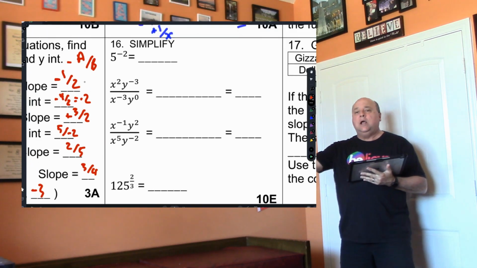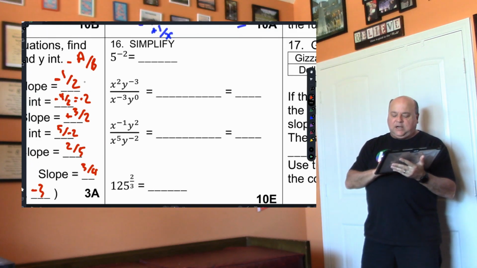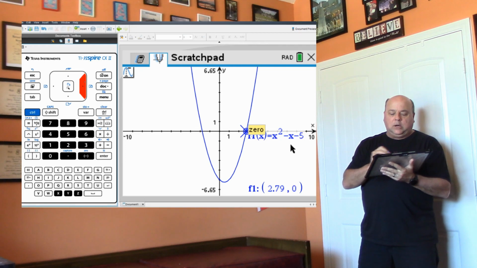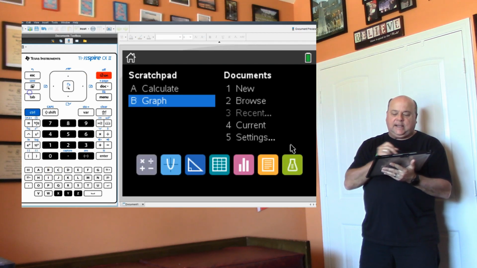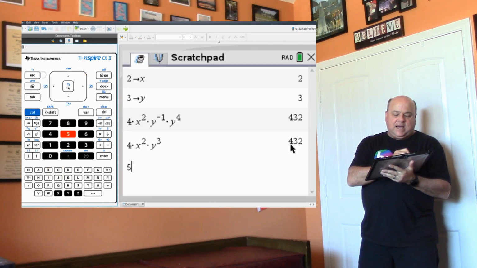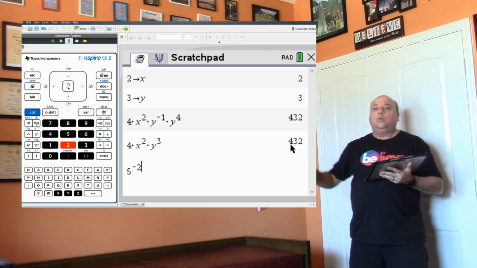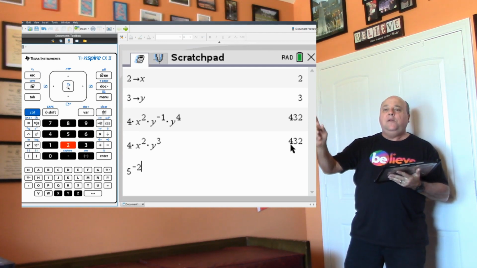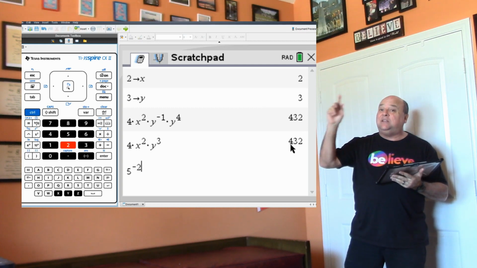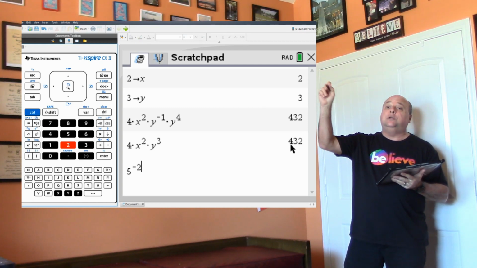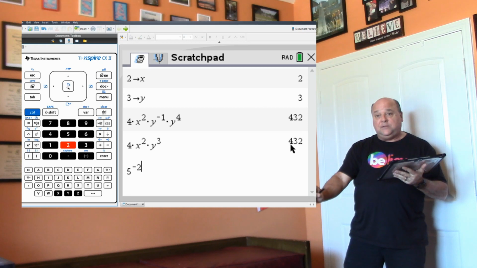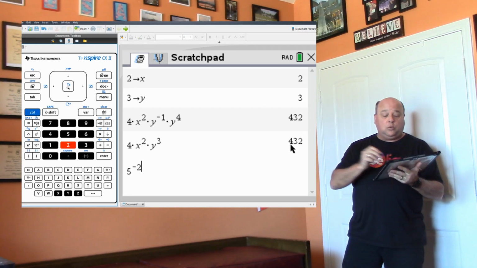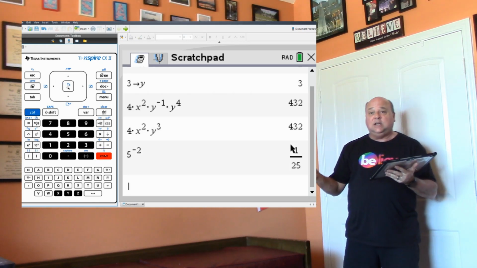Continuing on. On the next one, 5 to the negative 2. Okay, we're going to go to our calculator, hit home, hit A to calculate, and I'm going to hit 5 caret negative 2. Remember, the negative exponent does not make this negative. 5 times 5 is 25, but this is saying the 25 shouldn't be in the numerator, it should be in the denominator. This should equal 1 over 25, and it does.